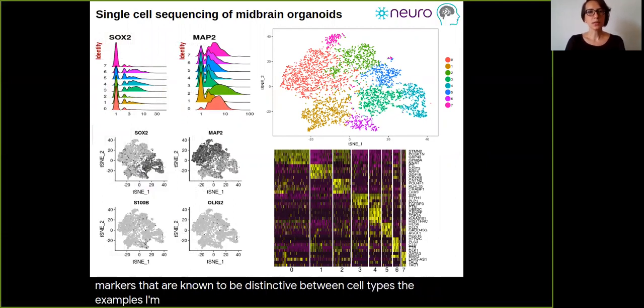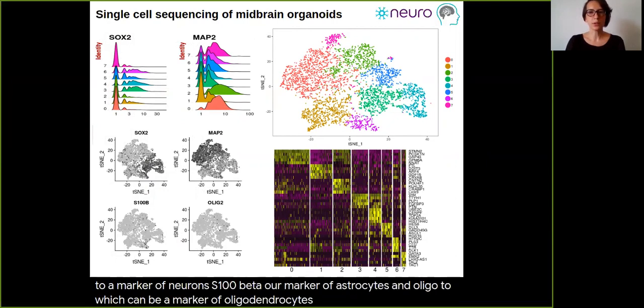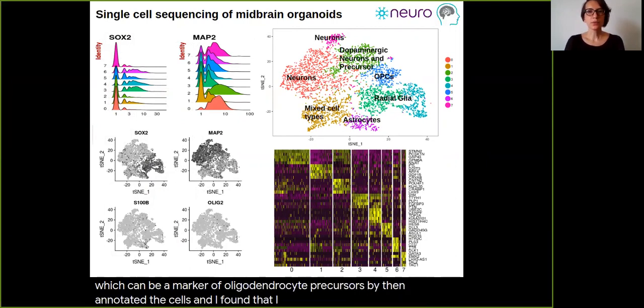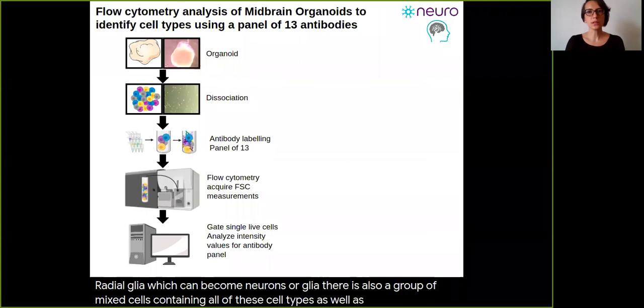The examples I'm showing here are SOX2, a marker of pluripotency, MAP2, a marker of neurons, S100 beta, a marker of astrocytes, and OLIG2, which can be a marker of oligodendrocyte precursors. I then annotated the cells, and I found that I have two clusters of neurons, a cluster of dopaminergic neurons together with neural precursor cells, oligodendrocyte precursors, astrocytes, and radial glia, which can become neurons or glia. There was also a group of mixed cells containing all of these cell types, as well as other cells.